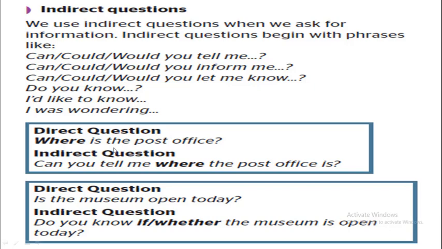Another example, is the museum open today? This can be asked in a different way, saying, for example, do you know if the museum is open today? Again, note that there is no inversion and the verb comes after the subject.